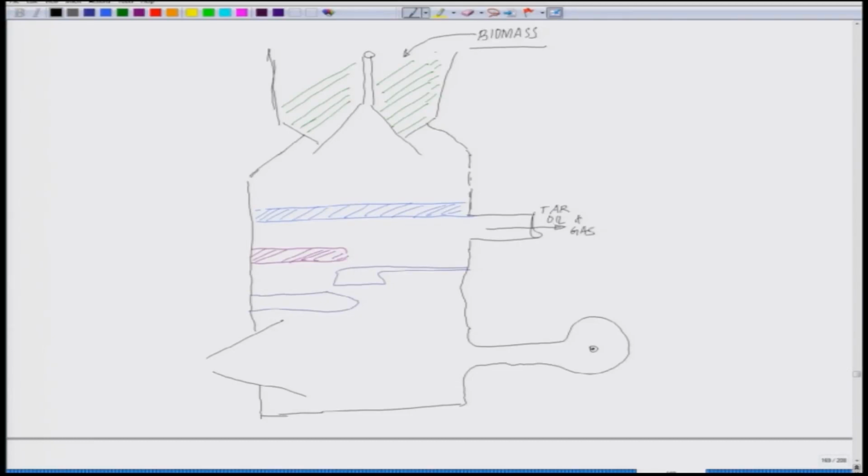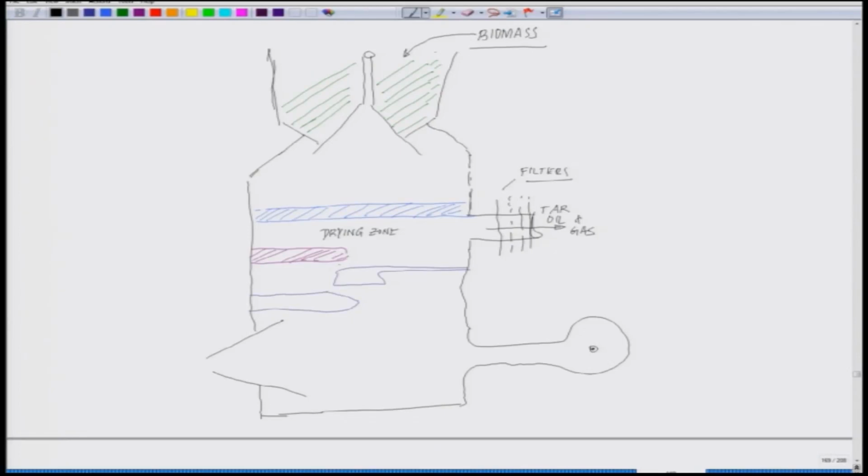Okay. This is the drying zone, and out here you will see a lot of filters. You can put a lot of filters here, or you can put them externally once the gas is coming out, where you have to trap the tar and all other stuff. Okay. This is the drying zone.